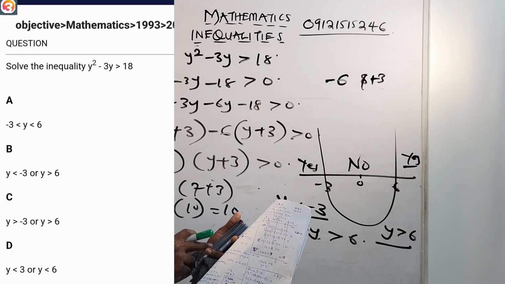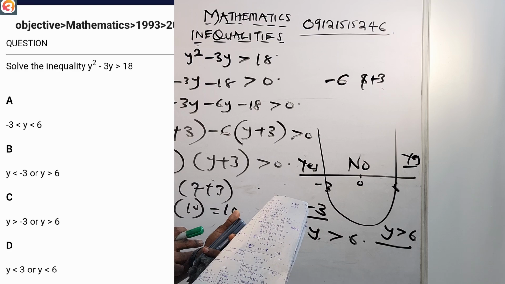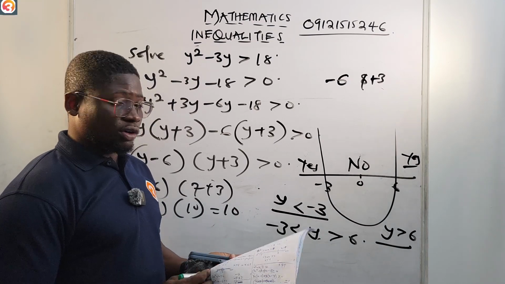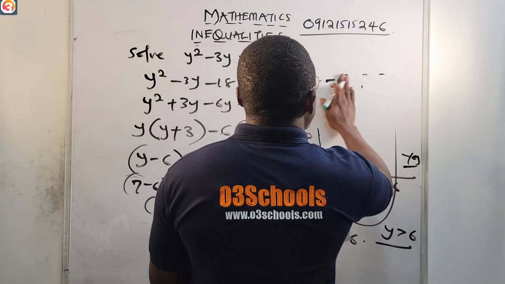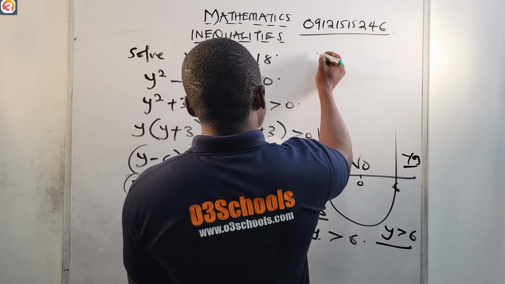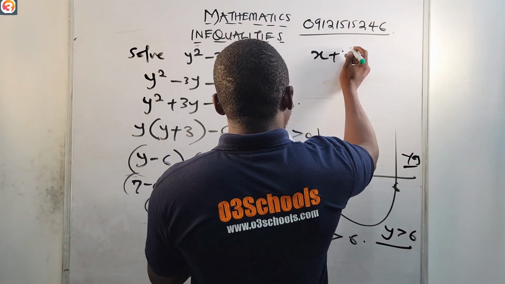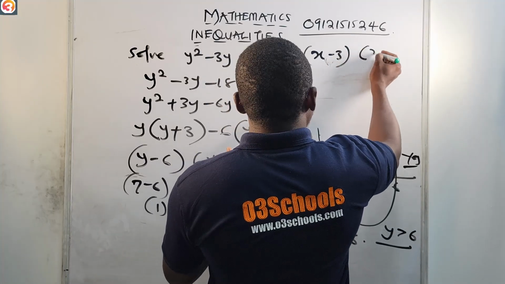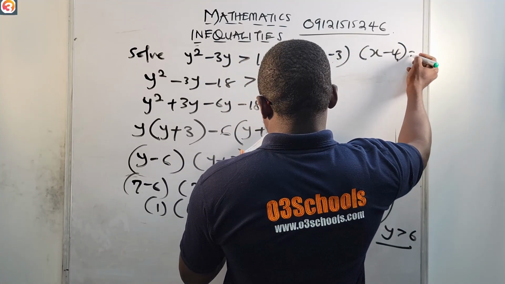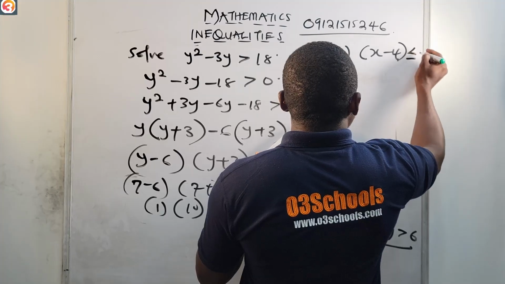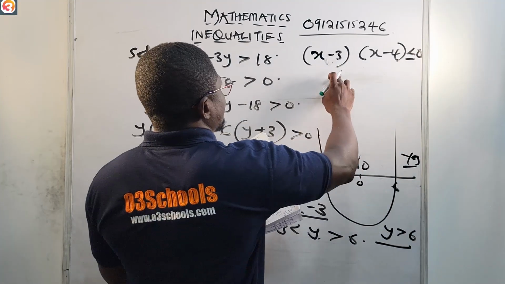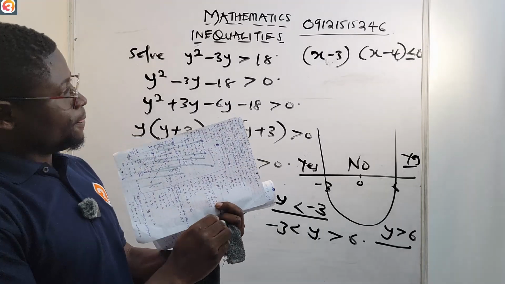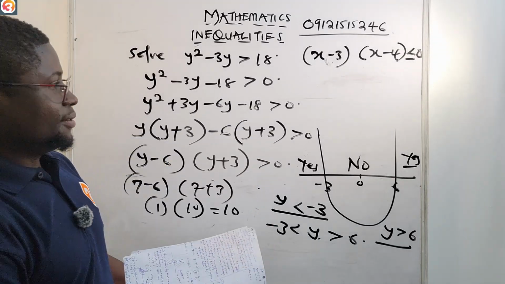I'll give you an assignment on this also, although not a straightforward question. You have to open the bracket in this case. Look at this question. X minus 3 into X minus 4 is less than or equal to 0. Let's answer that question. Now, that is that for that.